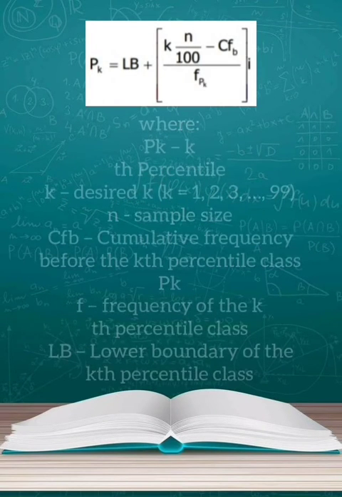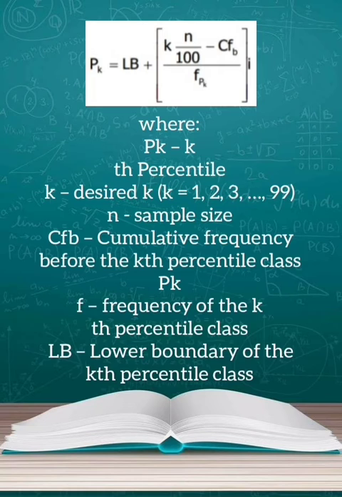Percentile is where pk is kth percentile, k is the desired k equals 1, 2, 3 up to 99, and n is the sample size, CFB is the cumulative frequency before the kth percentile class, FPK is the frequency of the kth percentile class, and LB is the lower boundary of the kth percentile class.